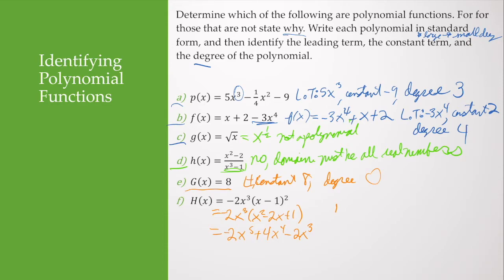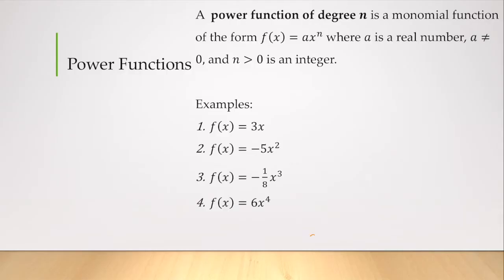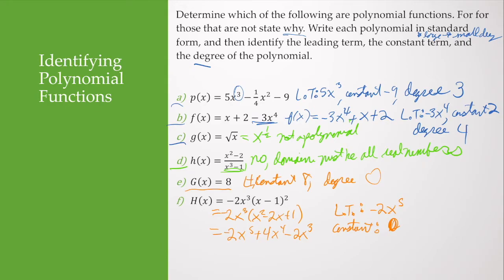My leading term is negative 2x to the 5th. My constant, it doesn't have one, would be 0. It's not that it doesn't have one, it has a constant of 0, so keep that in mind. And my degree is 5.